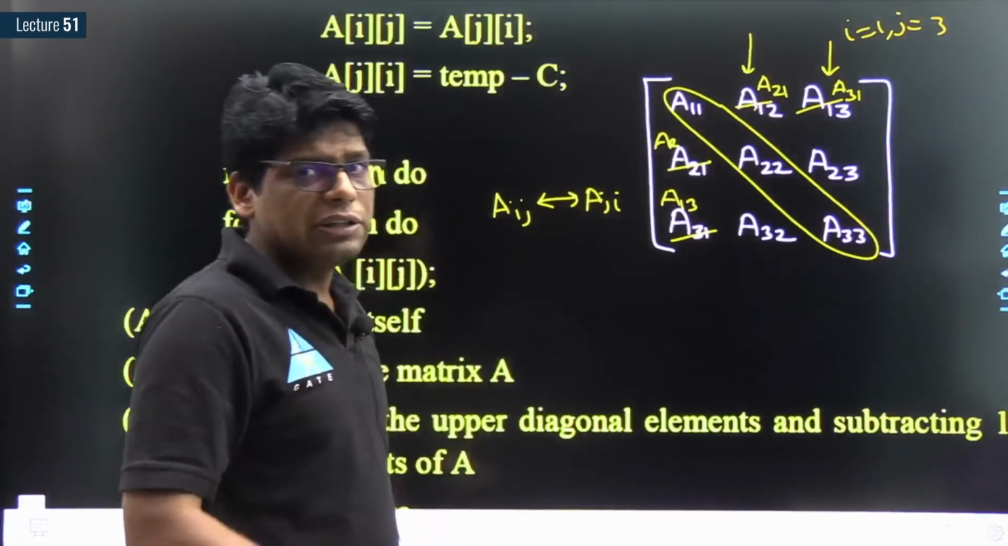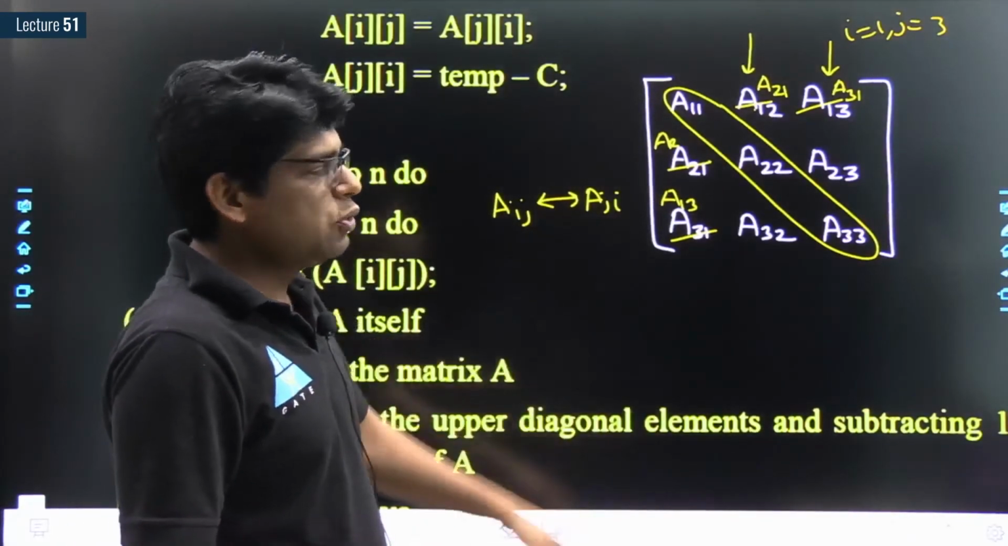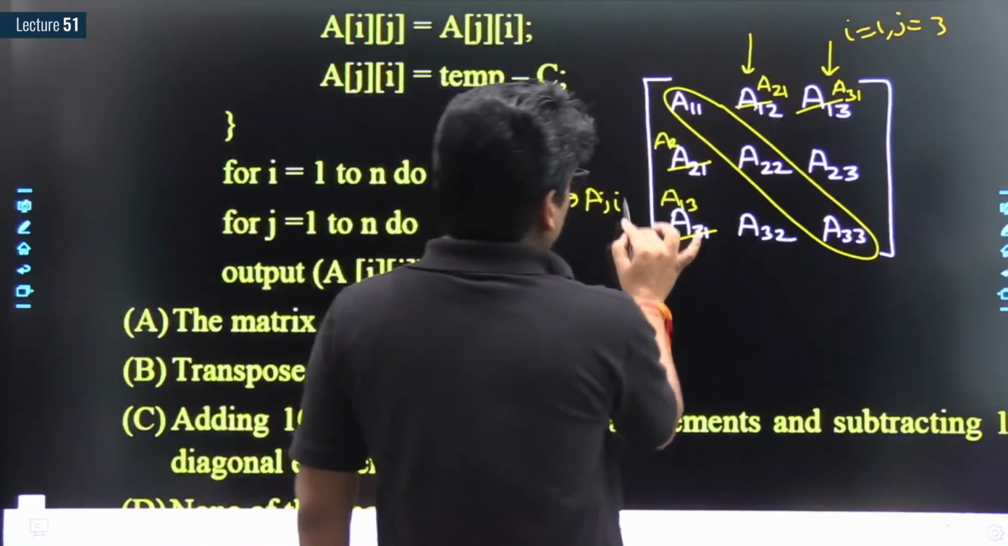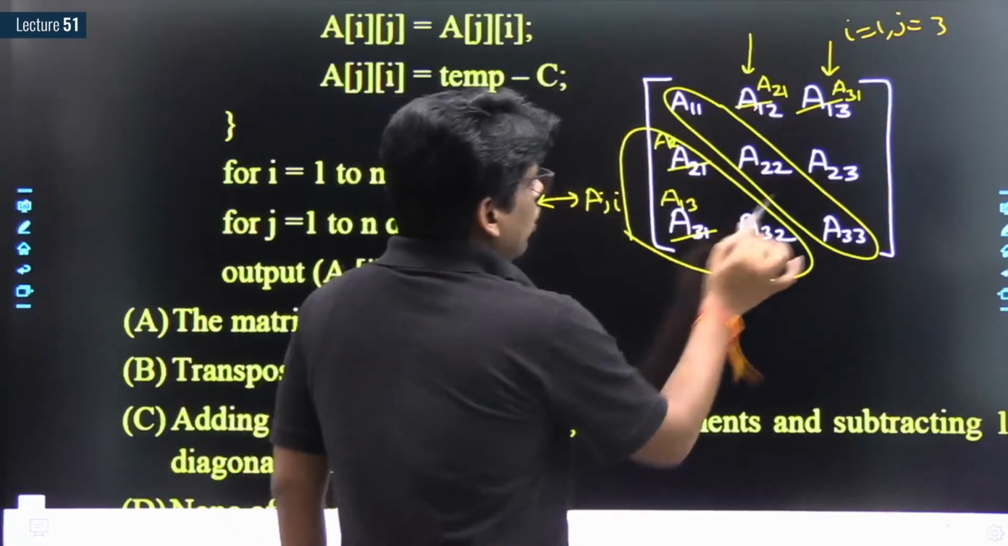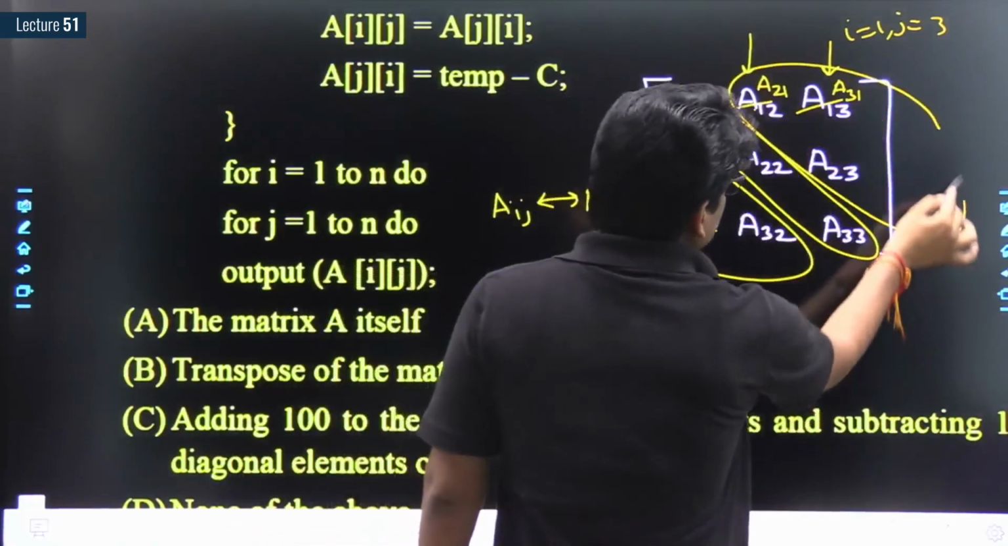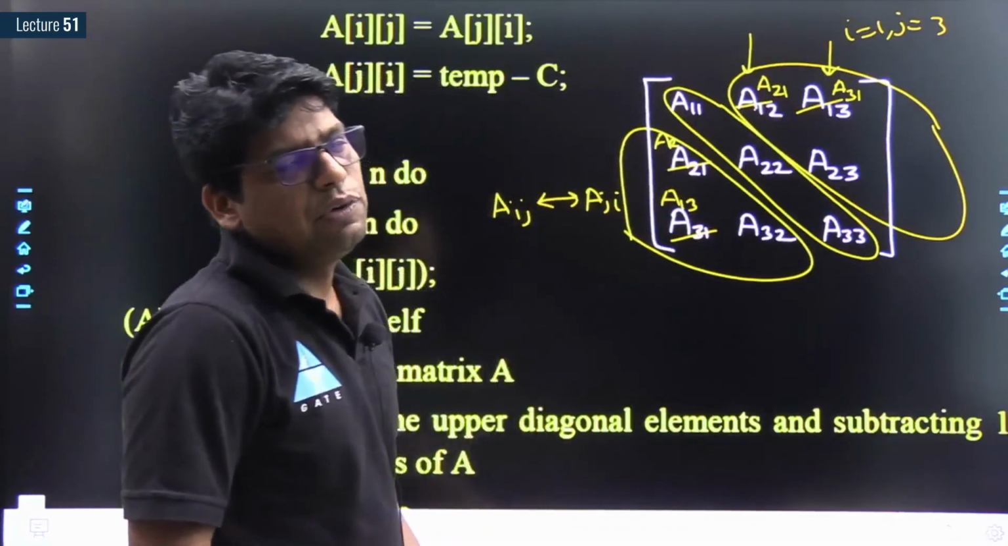If you want to transpose the matrix, either execute the code for these elements or execute the code for these elements, then you will get the transpose.